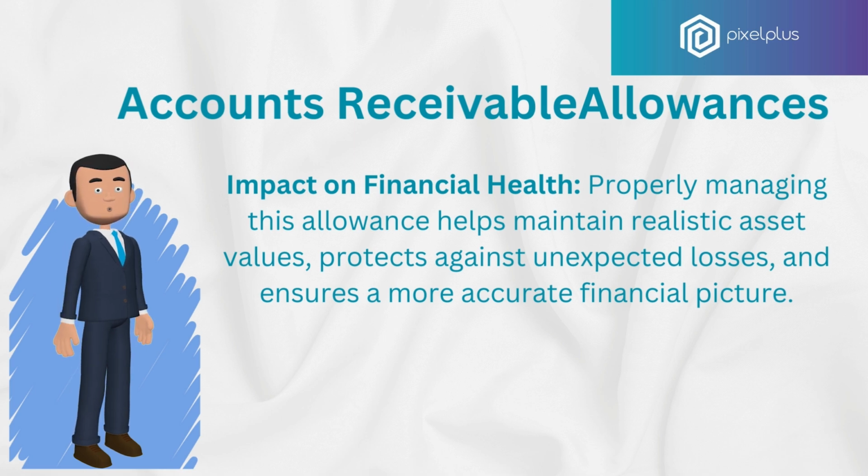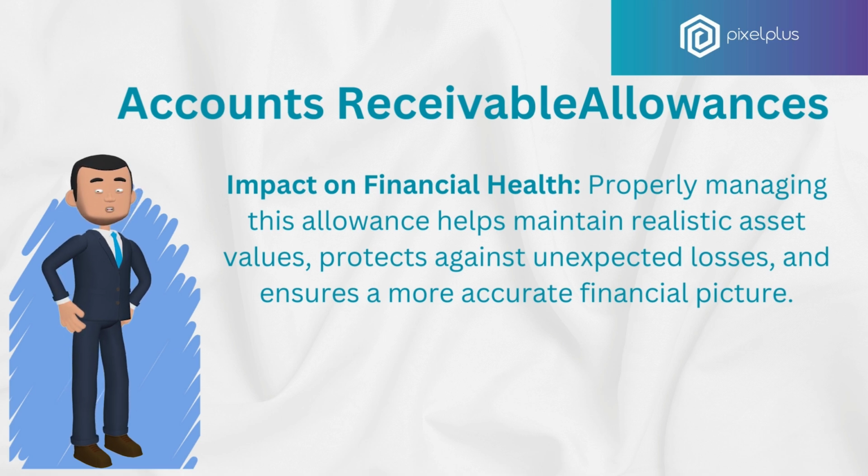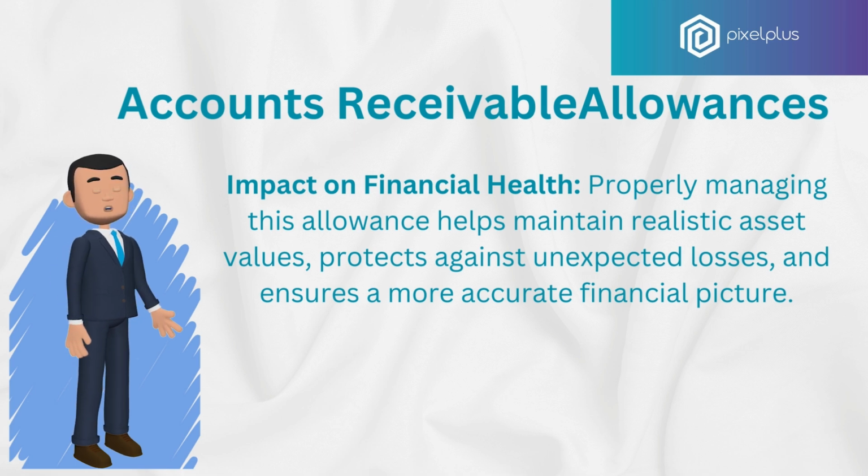Realistic asset values. The allowance for accounts receivable reduces the gross amount of receivables to reflect only those amounts expected to be collected. This adjustment ensures that the asset values reported on the balance sheet are realistic and not overstated. Accurate asset valuation is critical for stakeholders, including investors, creditors, and management, as it provides a true picture of the company's financial position.